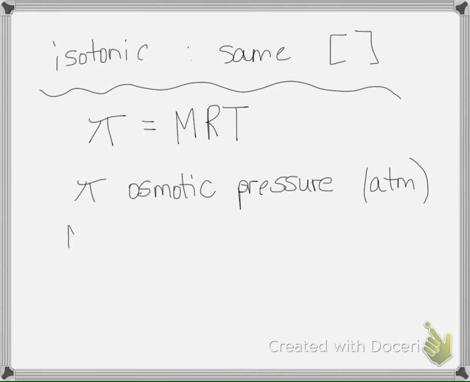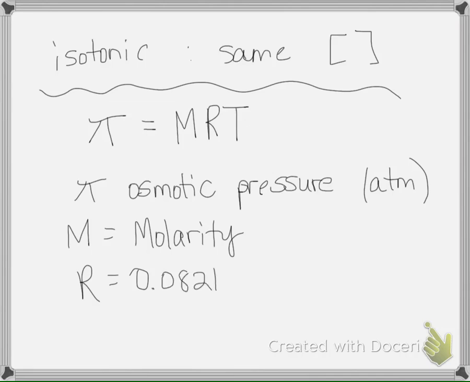What does that capital M stand for? The capital M stands for molarity. What is R? Constant. R is that same ideal gas constant, 0.0821 liter atmospheres per mole Kelvin. And y'all know that for your test, I would tell you what R is. I don't expect you to memorize it. And T, of course, is temperature.